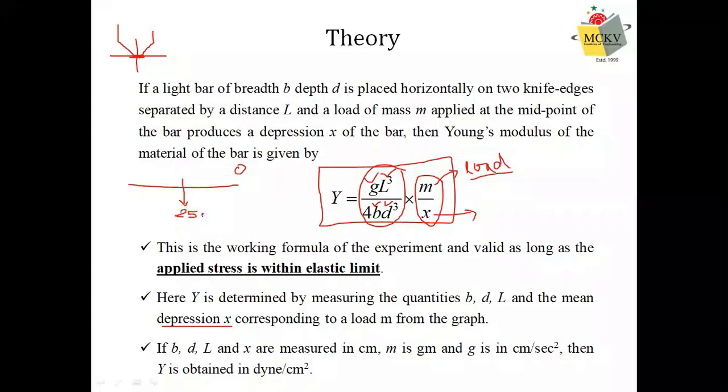What will happen to this iron bar? This iron bar will become a bit of convex shape. Though I have exaggerated the figure, the deflection or the depression would be very small, but this is for your understanding purposes. So this has become convex in nature. This point, which was the middle point, has now come over here. You see, I'm making two big dots. So you can see what is the depression. The depression is denoted by x.